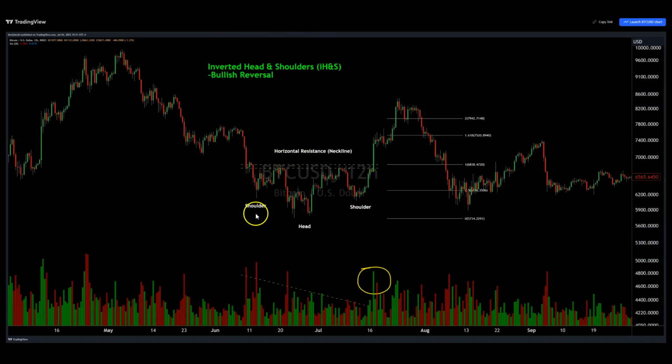Again, shoulder flanked with a head in the middle. One of my most profitable trades ever. That's why it's so familiar. That's why I remember it so well.